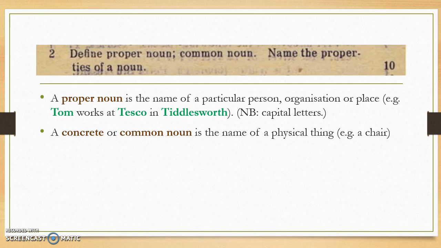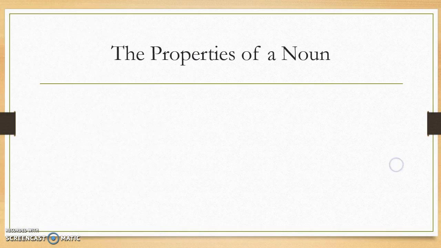Now, the question asks you to define a common noun. A concrete noun is exactly the same way of describing a common noun. They're 2 interchangeable words and they mean the same thing. I always like to think of concrete nouns because it's easy to remember what it is. You can touch concrete. Concrete is a name of a physical thing, just as you can touch a chair, which is also a physical thing.